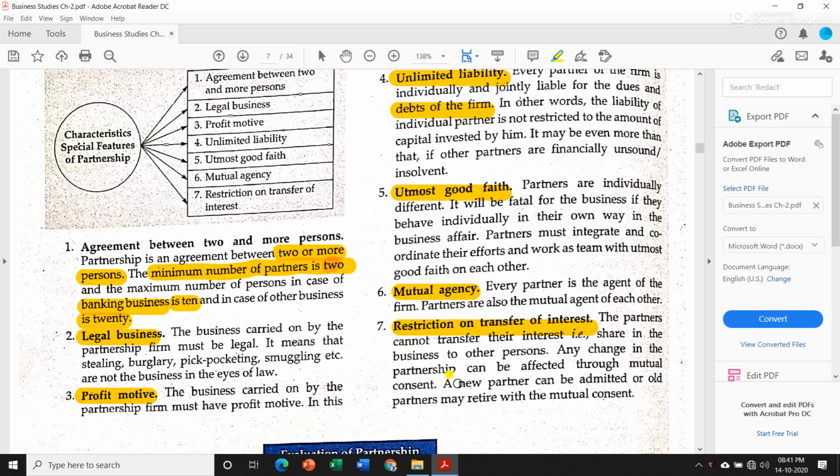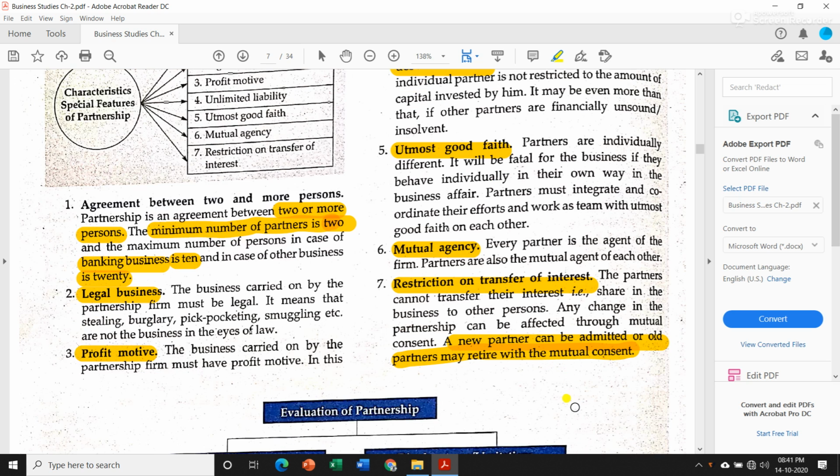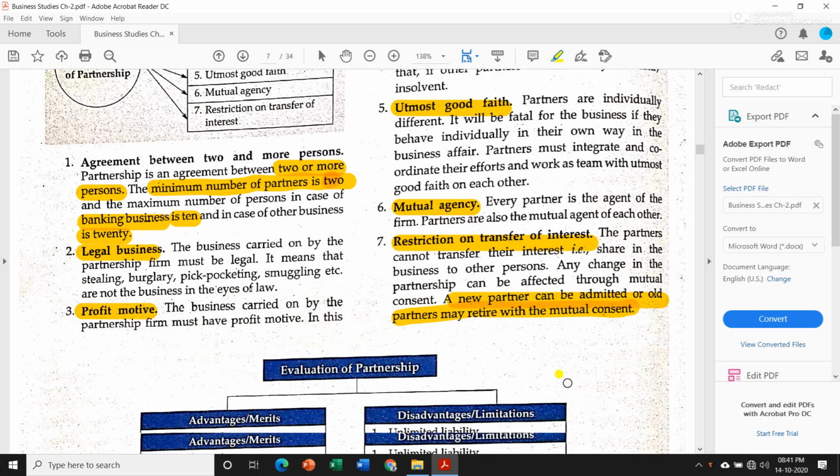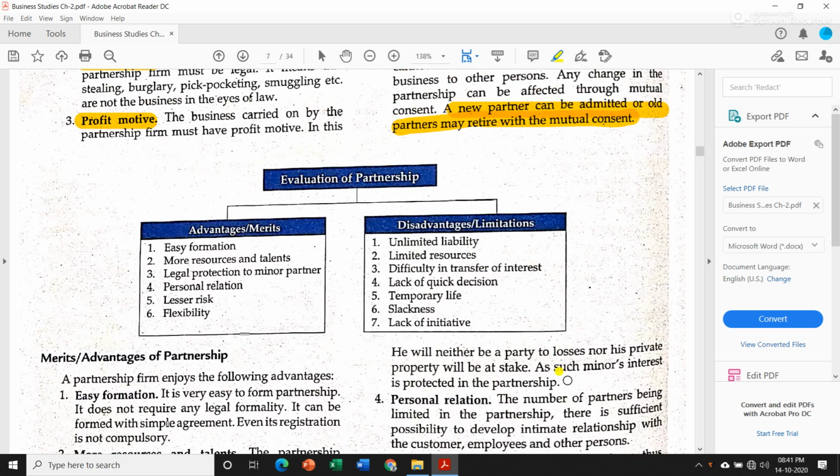Okay. Now a new partner can be admitted, or a partner may retire, with the mutual consent, means a new partner can be admitted in the partnership firm, or the existing partners can retire, but all the partners' consent should be the same.